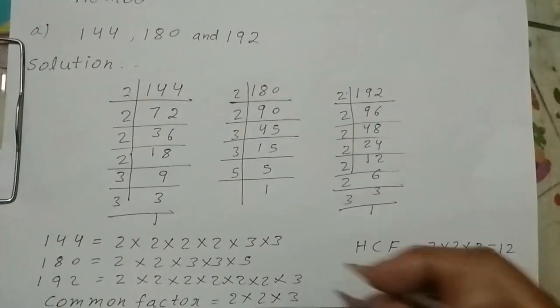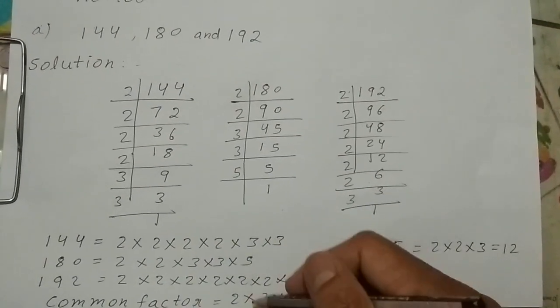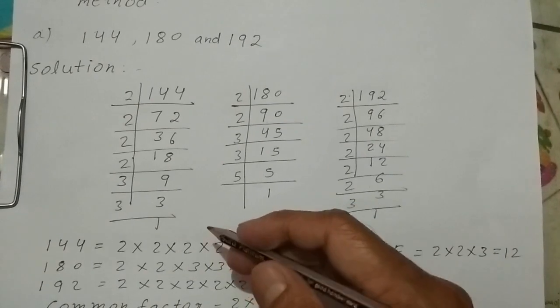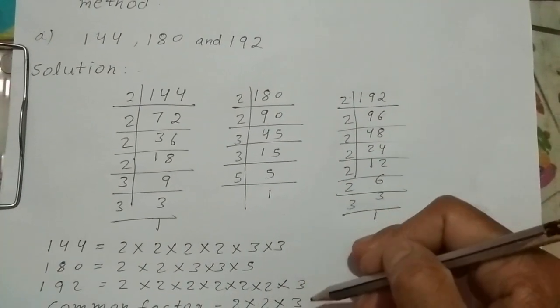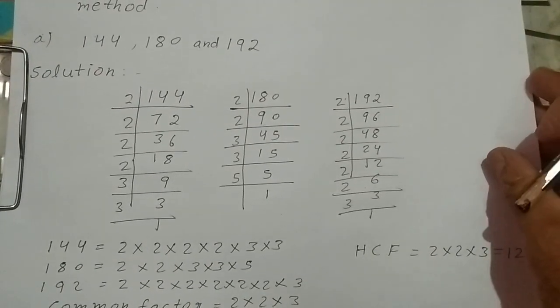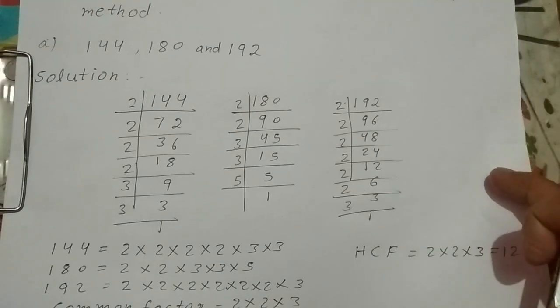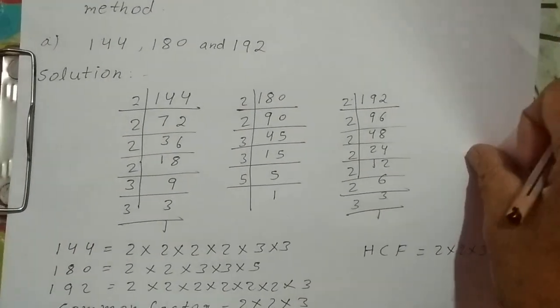So in a question, when it is asked for common factors, you can write the common prime numbers coming in each of the numbers, and when we multiply the common factors, then we get the highest common factor.